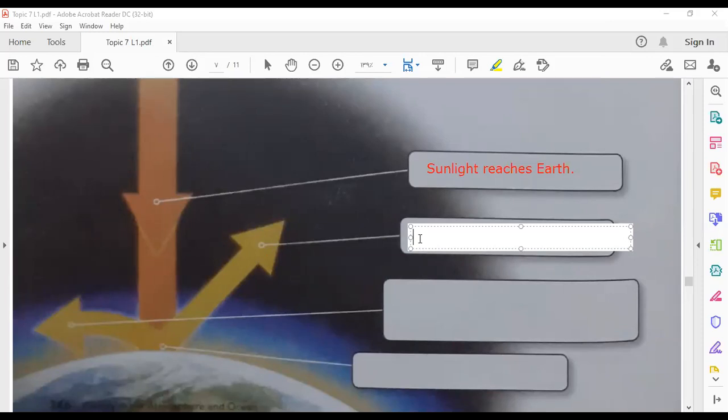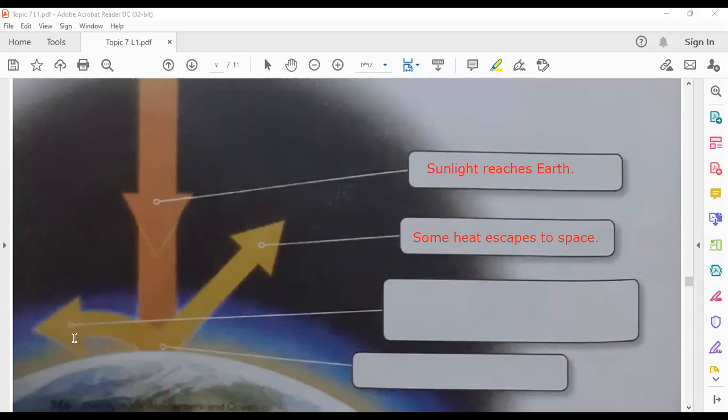Wait a minute. Okay, some heat. Yes. Look at this arrow. Some heat escapes. Some heat escapes to space. Okay. Some heat escapes to space. What about this arrow? Look carefully at the picture and you can know.